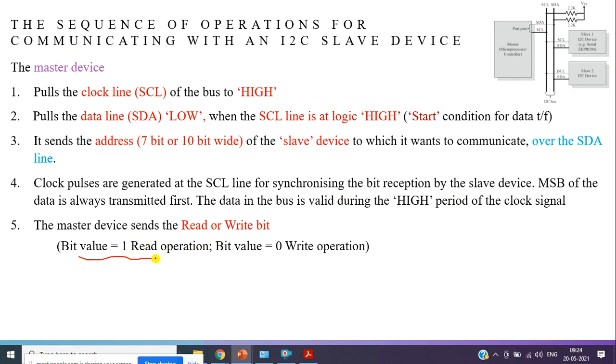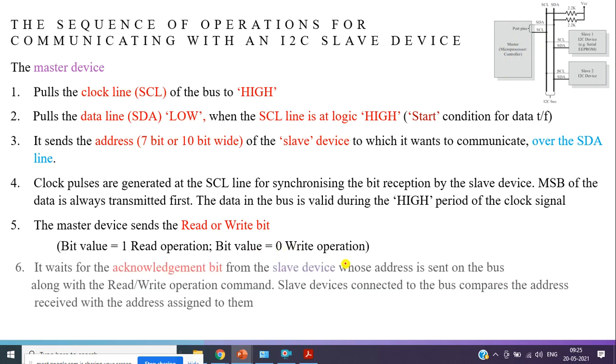Now that is how it is going to send the signal. If the bit value is equal to 1, then it is called a read operation, and this is also going to be performed by the master device itself. If the bit value is 0, then it is understood that it goes for a write operation. Okay, it waits for the acknowledge from the slave device whose address is sent on the bus along with the read/write operation command.